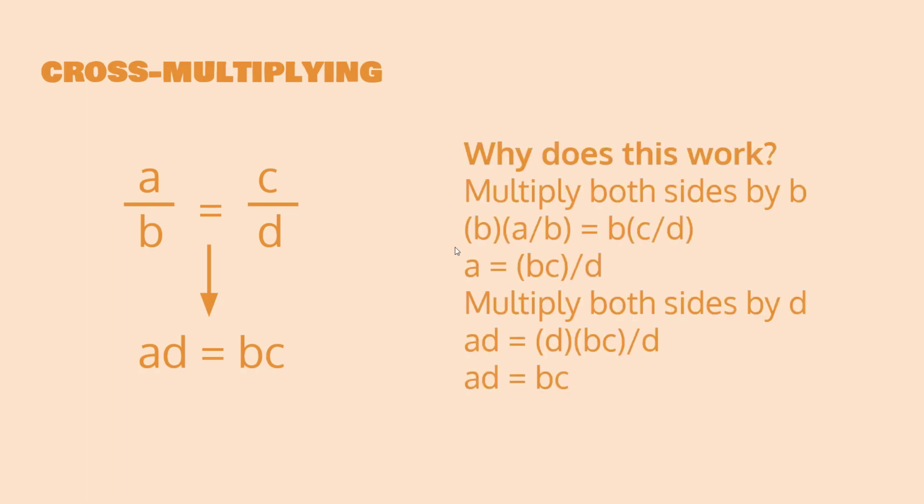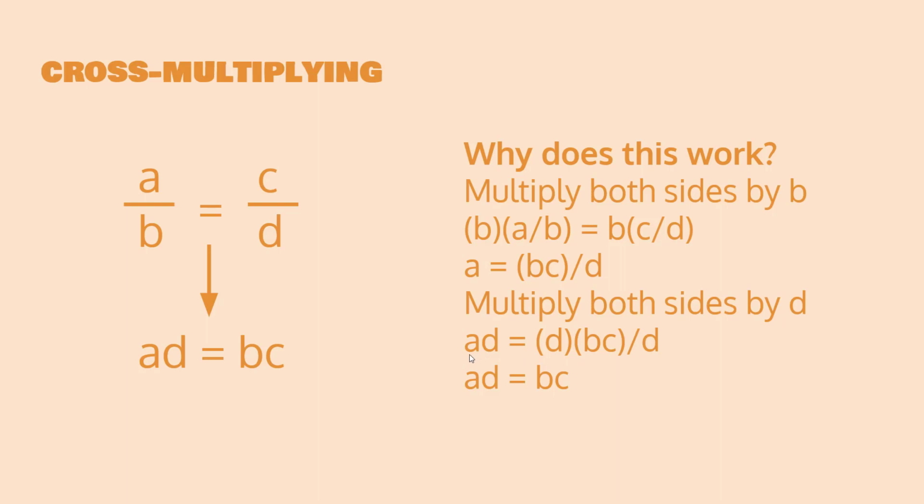So if we think about what we're actually doing here, we're going to start with A over B equals C over D. And we can multiply both sides by b. So over here on the left side, we have b times a divided by b. So the b's will cancel because you're multiplying by b and then dividing. So we're just left with a. And then over here, we have b times c over d, which is the same thing as saying b times c divided by d. And so next, what we can do is multiply both sides by d.